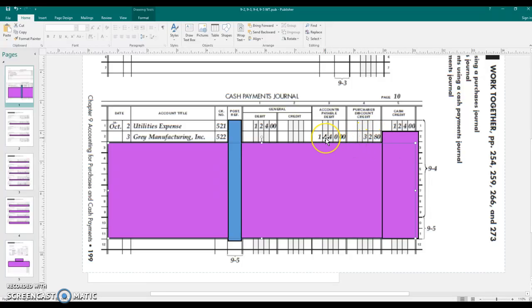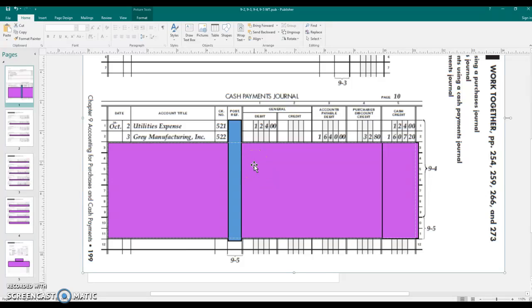I then must take my original amount minus my discount to get my cash credit of $1,607.20. Once again, debits must equal credits. In this case, they will. This number should not be higher than the accounts payable debit amount because it's a discount.